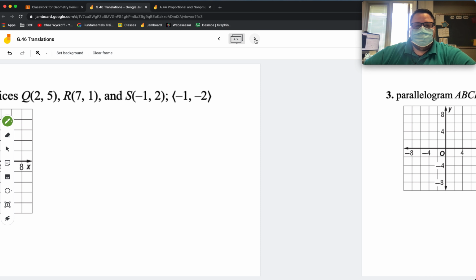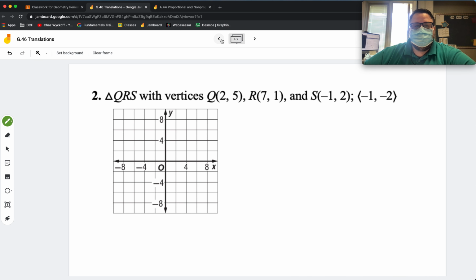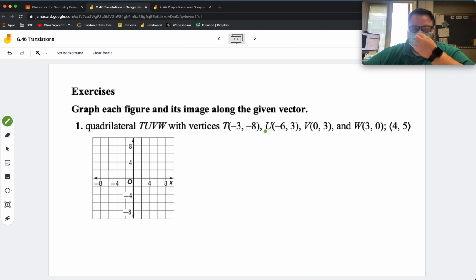So we have a couple problems to do. I'm going to do the first 2 with you, and then I'm going to have you do the last ones on your own. Quadrilateral T is (-3, -8). Our graph is counting by 2s. So -3 is in the middle between -2 and -4, then down to -8, right here in the middle. I'm going to plot that point and call it T.